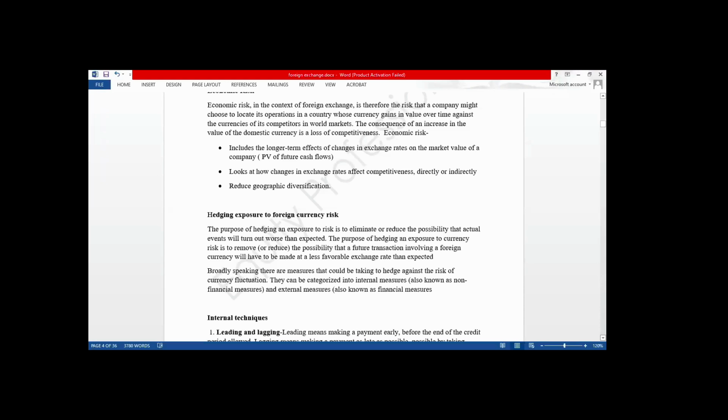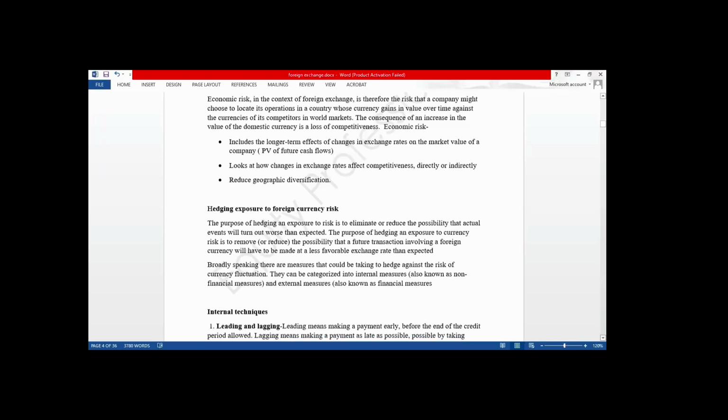Let's go on with the class. From international businesses. However, there are risks when you transact your business outside Nigeria. Now the question is, how do we protect ourselves against foreign currency exposure, against exchange rate fluctuation? What can we do? What are the measures?